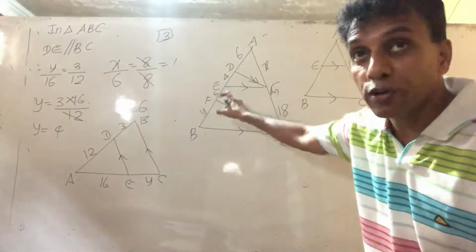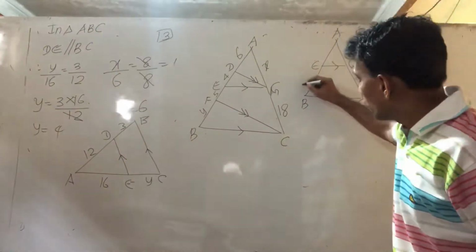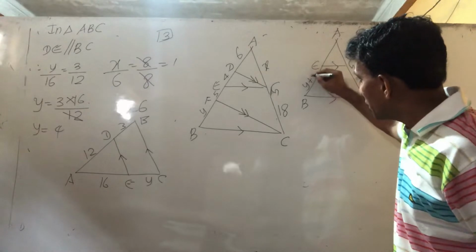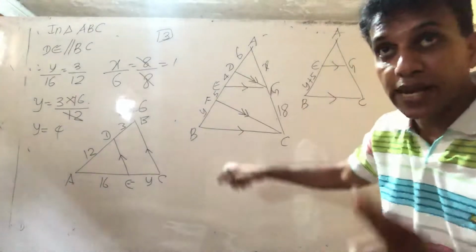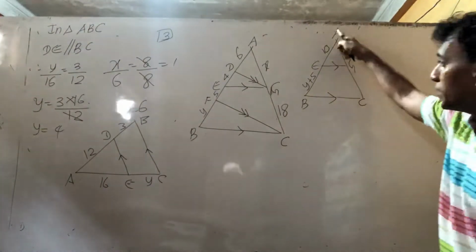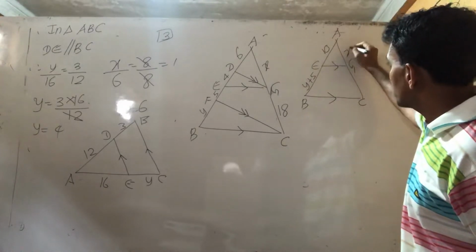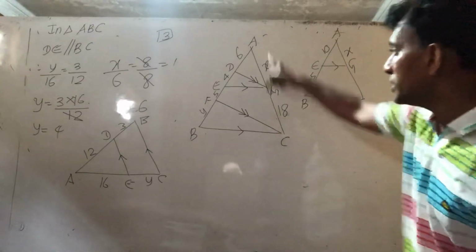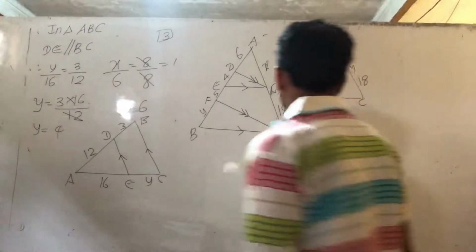BE is Y plus 5. Don't say Y5 or 5Y. Y plus 5. What is AE? AE is 10. And what is AG here? AG is X. And GC is 18.